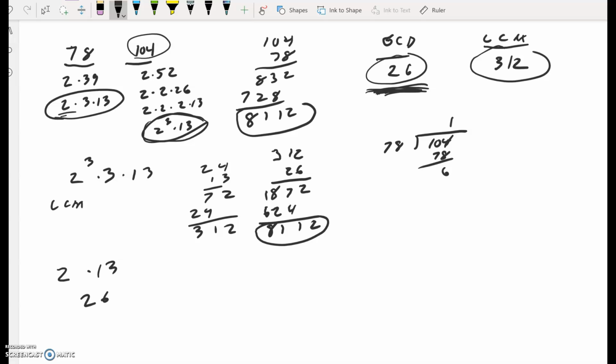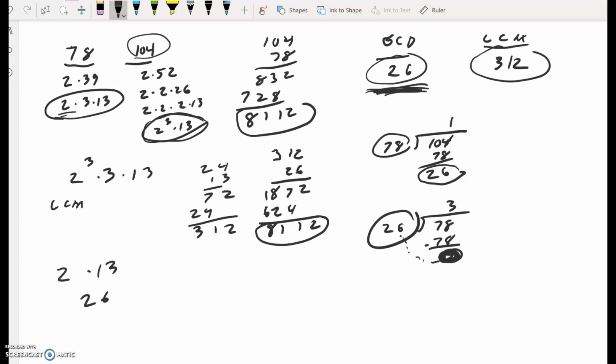goes in once, and then you take the remainder and you divide it into the divisor. And you do it again. And you keep doing this until the remainder's 0. And when the remainder's 0, you go right up here to the divisor, and that's the greatest common factor.